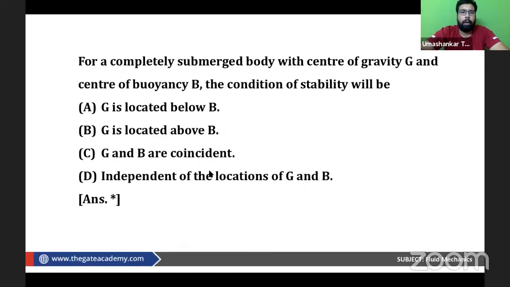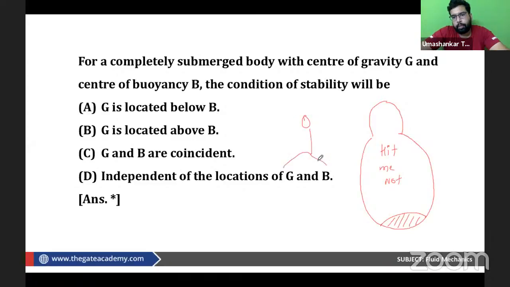Okay, so for a completely submerged body, with center of gravity and center of buoyancy, the condition of stability. When I teach this, I give you this example, if you remember or have attended the sessions of GATE Academy. This is a toy, the hit-me-not toy. Whenever you give an unbalanced force to it, whenever you kick it or punch it, it will go downwards and then come back to its original position. So what is the center of gravity? Center of gravity is the center at which the weight is acting.